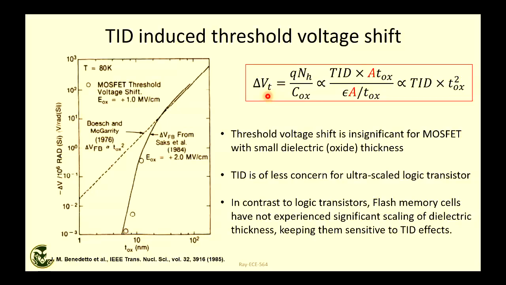Which one will be more vulnerable to radiation? Suppose 1 kilorad radiation goes through it. One has a wider, large area, another has a small area. Which will be more sensitive to radiation effects? Anyone?